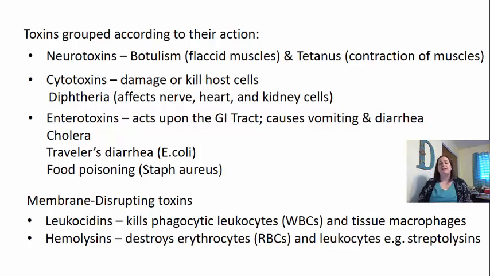We also have tetanus. Now, tetanus is the opposite of botulism. Botulism was where the muscles were flaccid and not engaged. Tetanus is where they are contracted and engaged constantly, and because of this, it causes severe contractions of the muscles.